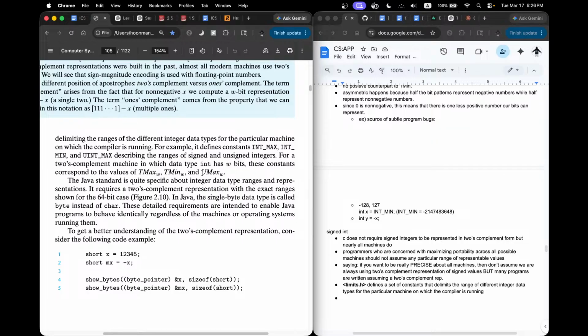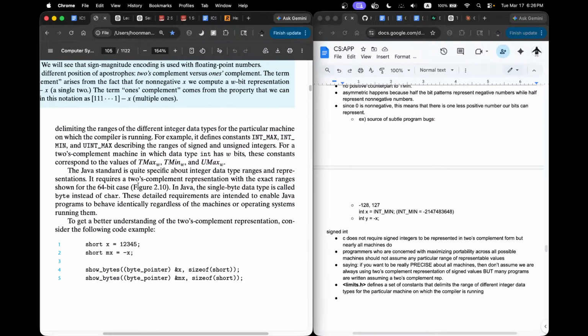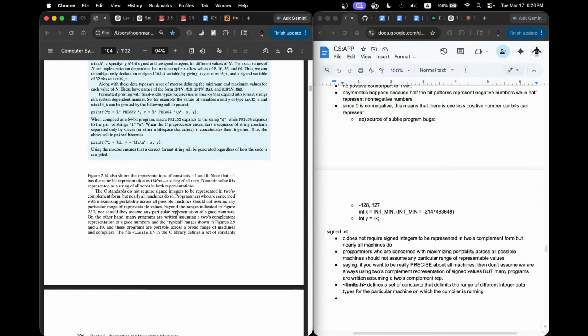Defines the constants INT_MAX, INT_MIN, and UINT_MAX, describing the range of signed and unsigned integers for a 2's complement machine in which data type int has w bits. These constants correspond to the values TMax, TMin, and UMax. The Java standard is quite specific about integer data types and representations. It requires 2's complement representation with the exact ranges shown for the 64-bit case, Figure 2.10.